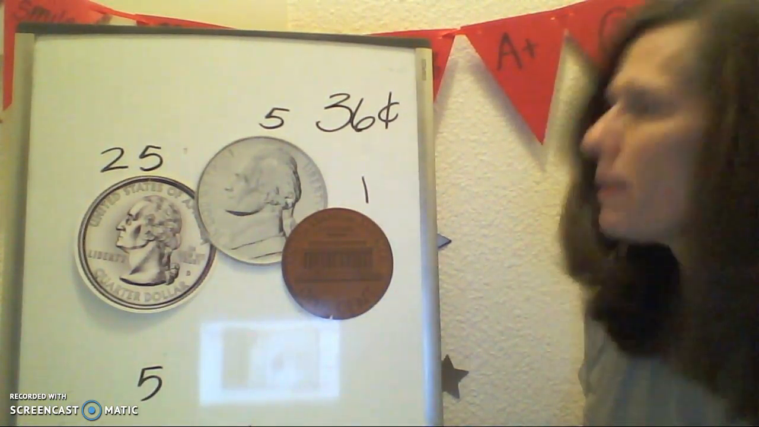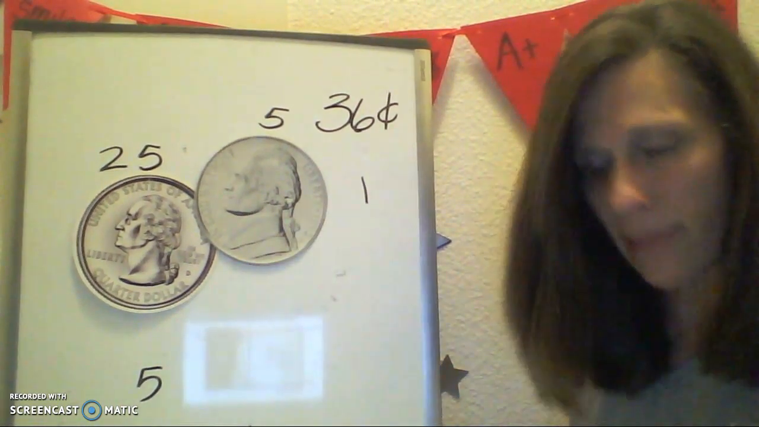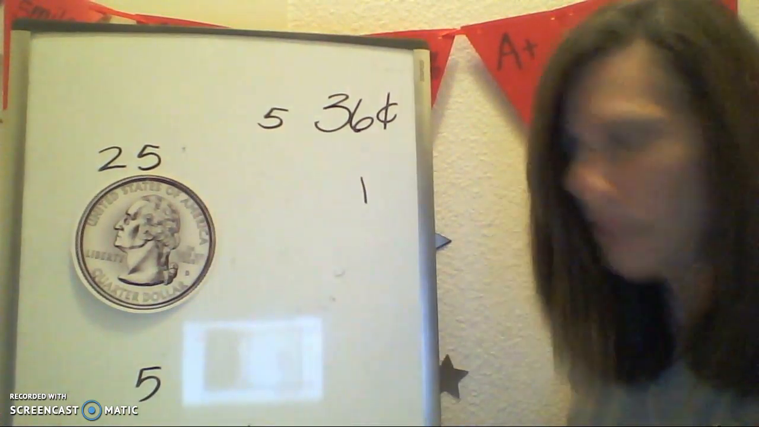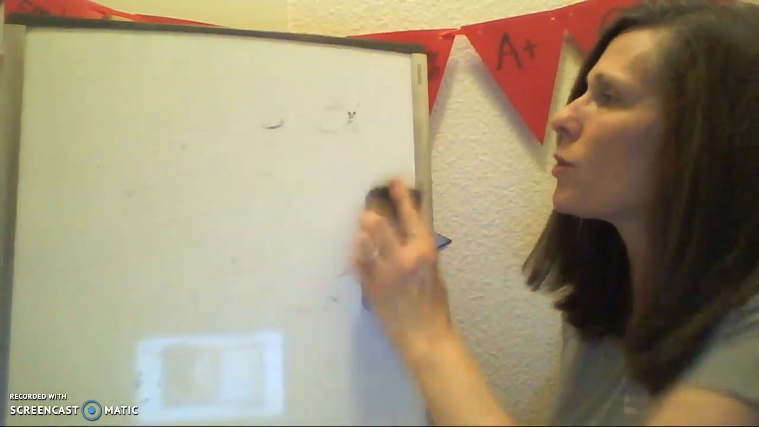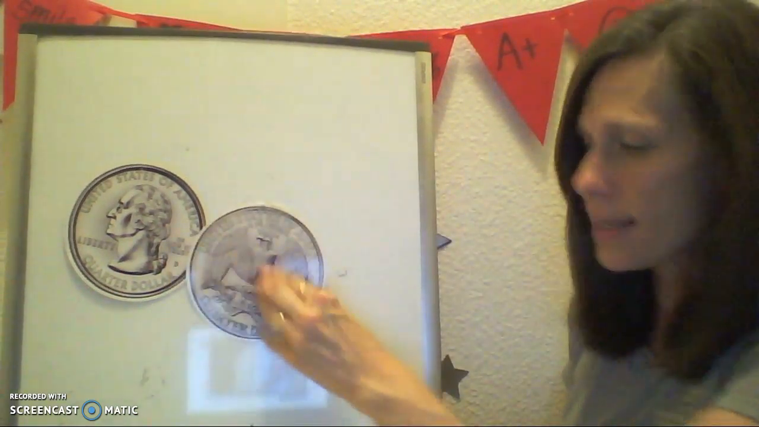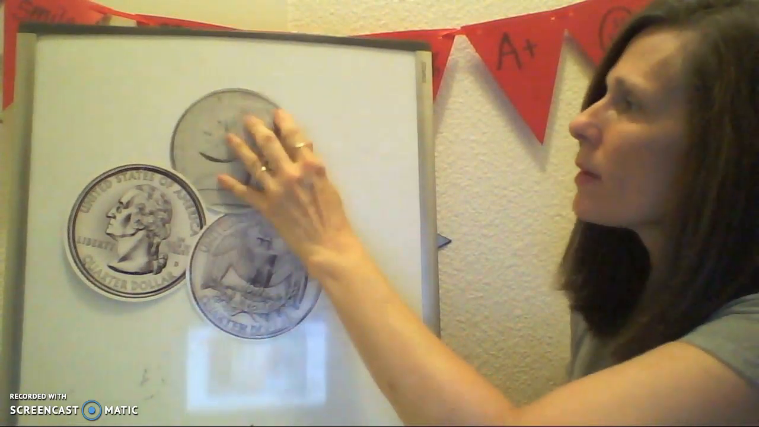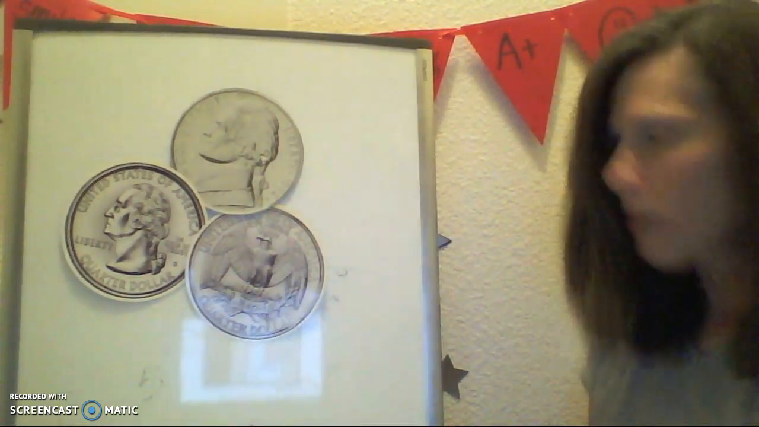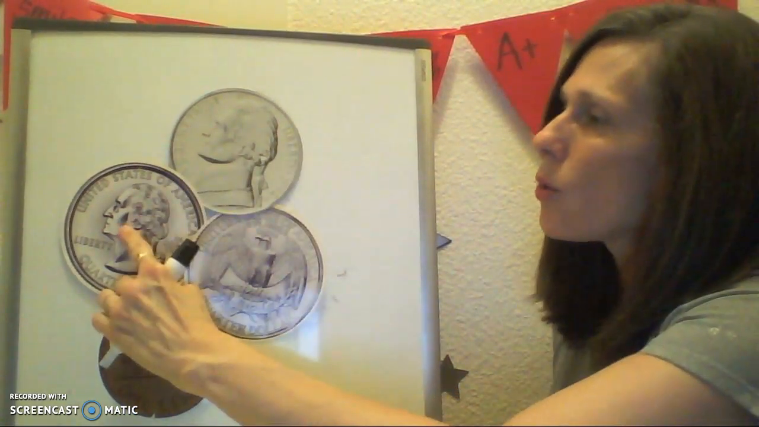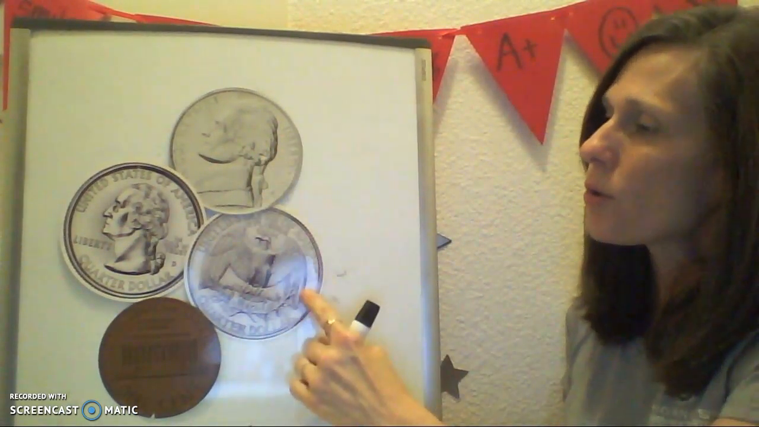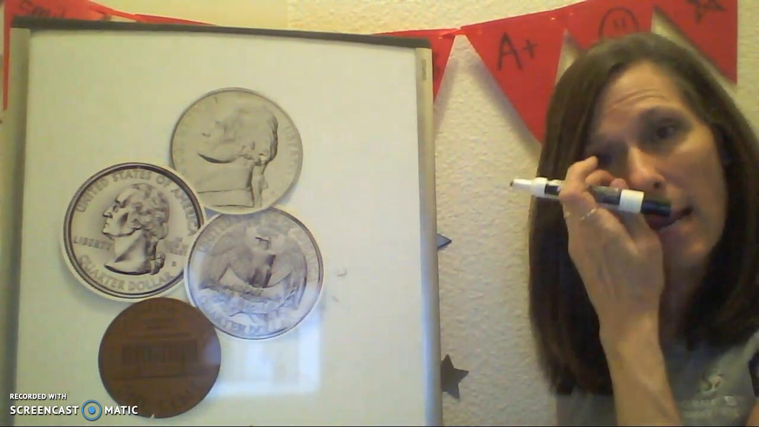Okay, so let's go ahead and do a few more together. Okay, here we go. Let's get some more quarters up here, because I know that we practiced a little bit of that when we were in class. Here we go. All right, so let's go ahead and identify. Ready? Quarter, nickel, quarter, penny. Now let's name the value.